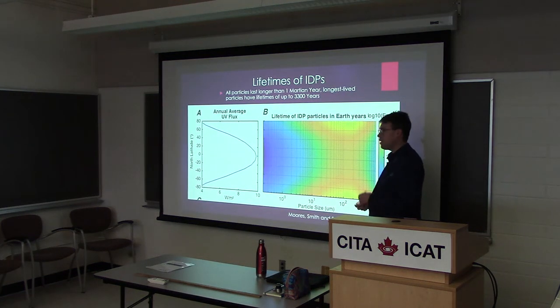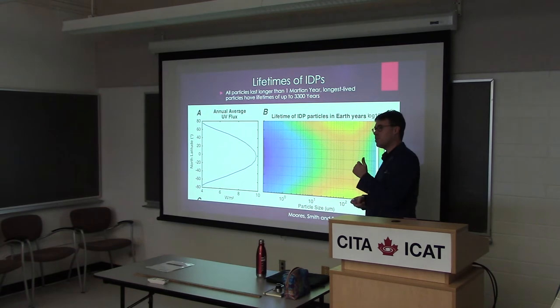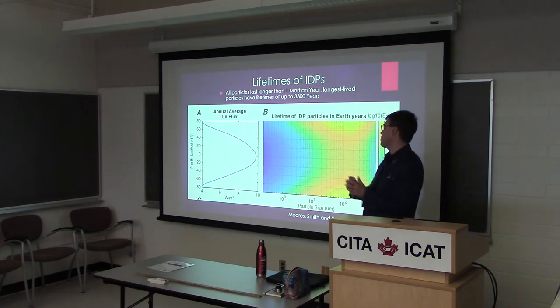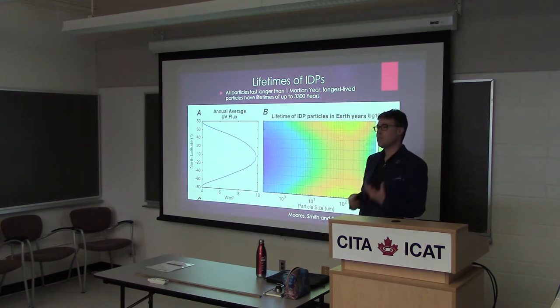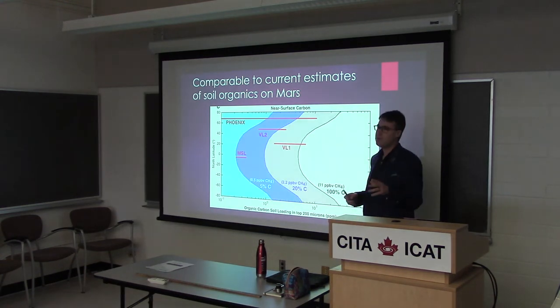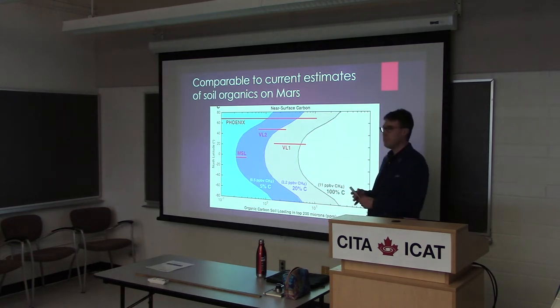Stuff bigger than that burns up in the atmosphere. Stuff smaller than that gets consumed more quickly because of the square cube relationship of a particle that's being pulled apart by UV. You get up to a couple thousand years that these things can stick around on the Martian surface. And if you slowly release that material into the atmosphere, you can get values that are on the same order of magnitude as the amounts of carbon in the soil that we've seen.